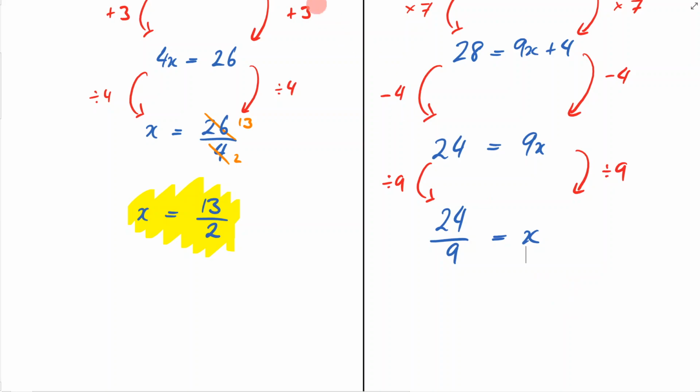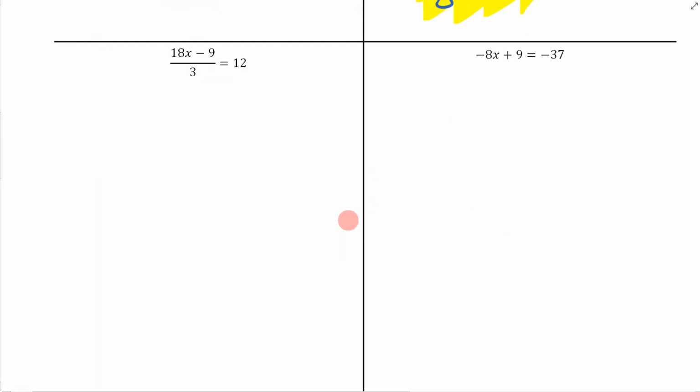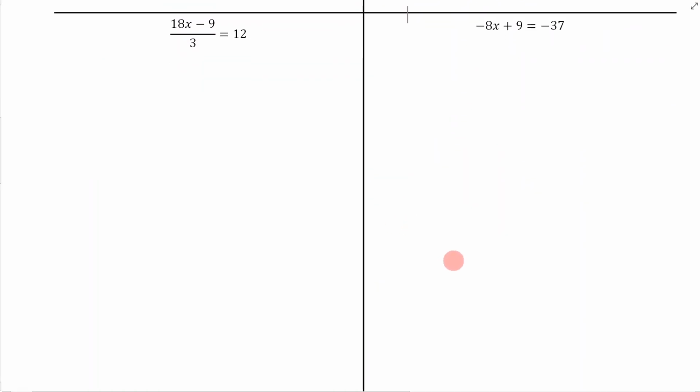Now, 24 and 9 can both be simplified. They can both be divided by 3. So 24 divided by 3 is 8, and 9 divided by 3 is 3. So that means my answer here is going to be 8 on 3. So 8 on 3 is going to be my answer. That's what x is equal to. So let's highlight that. Let's keep on going. This next one here, let's see how we go with it. Remember, give it a pause and give it a go yourself.